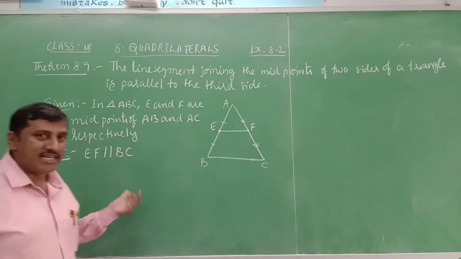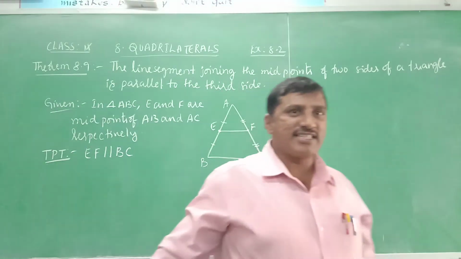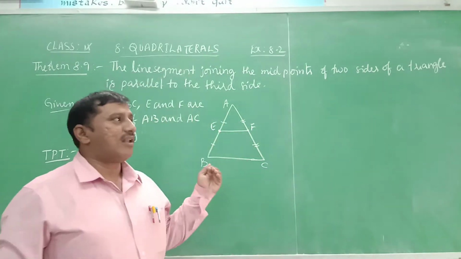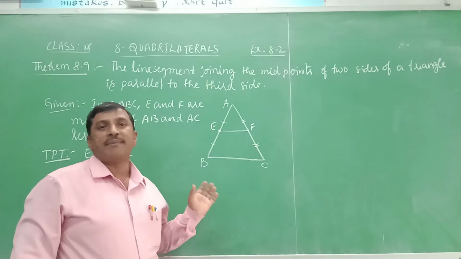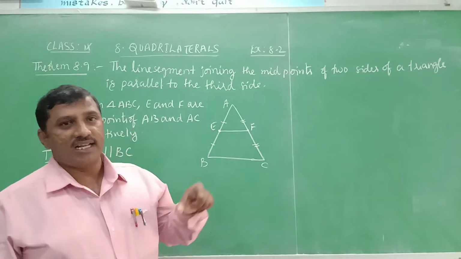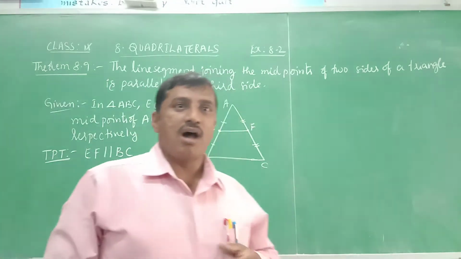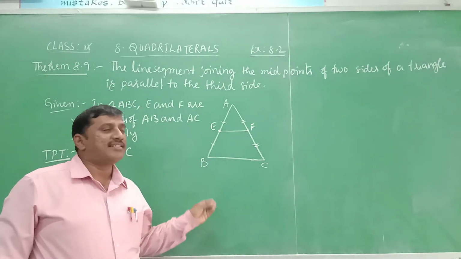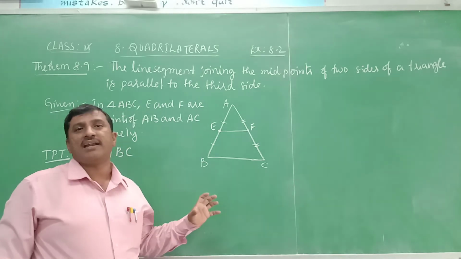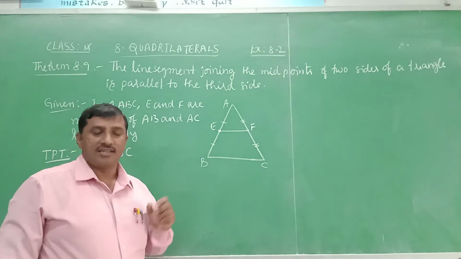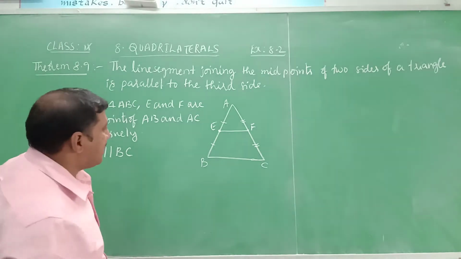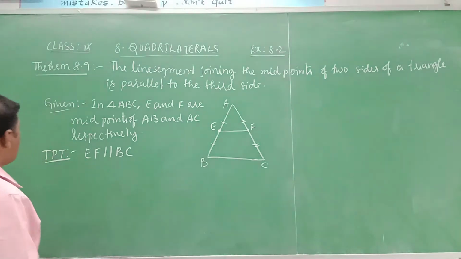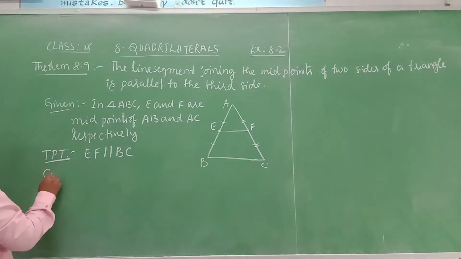When can we say that two lines are parallel? If one pair of corresponding angles are equal, when intersected by a transversal, then the two lines are parallel. Or if one pair of alternate interior angles are equal, then the two lines are parallel. Or if co-interior angles, that is angles on the same side of the transversal, are supplementary, then the two lines are parallel to each other. Now here we need to prove EF is parallel to BC. So to prove this we require a small construction.